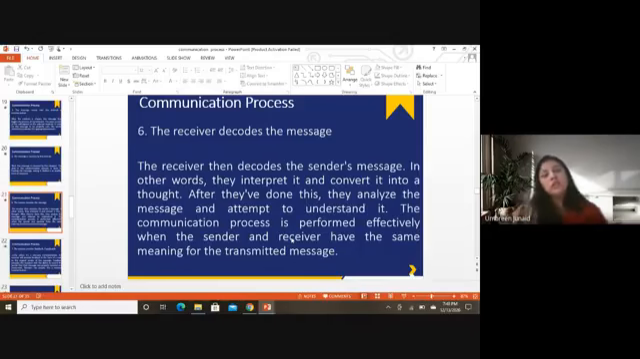The communication process is performed effectively when the sender and receiver have the same meaning for the transmitted message. This is exactly what I have just told you before. Whatever is being sent by the sender and whatever is being received by the receiver, they both must have the same meaning of that message. Only then can you say that the message was 100% conveyed.